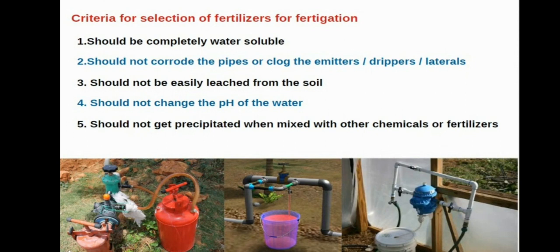Next, what are the criteria for selection of fertilizer for fertigation? It should be completely water soluble, should not corrode the pipe or clog the emitters, and should not easily leach from the soil. It should not change the pH of the water. If you add that fertilizer to the water, it should not change the pH of the water. This is an important one to remember. It should not get precipitated when mixed with other chemicals. If you add DAP and then urea, and DAP is precipitated, then what is the use of that? So it should not precipitate when mixed with other chemicals or fertilizers.